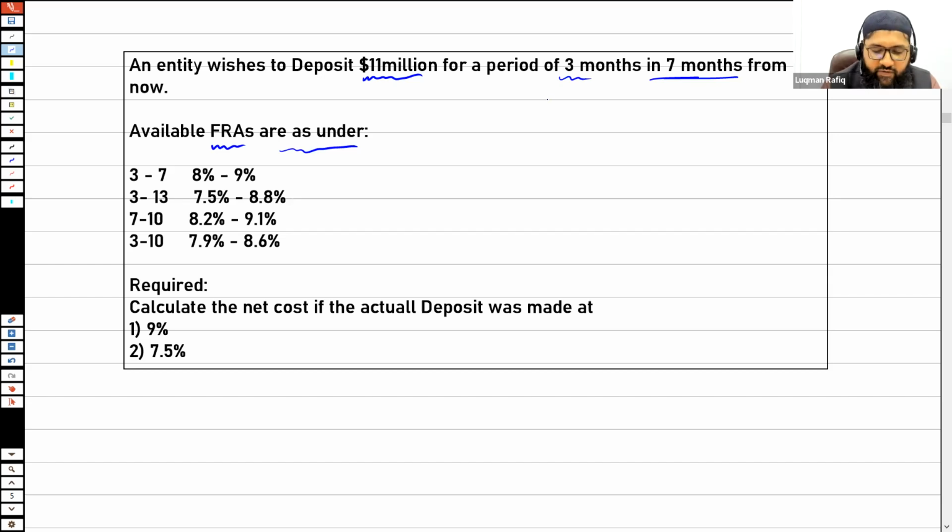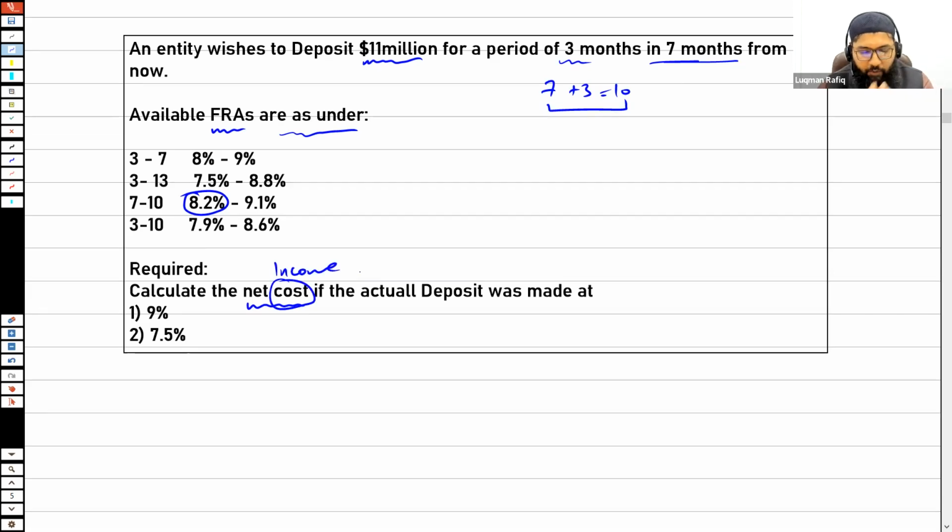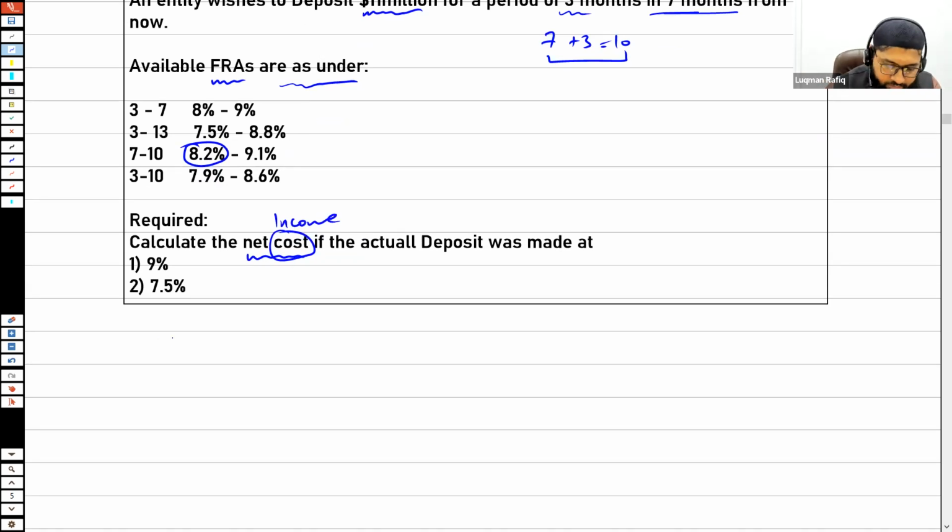So what do we need? We need 7 plus 3 equals 10. So we need a 7-10 FRA. And since we are a depositor, the lower rate is going to be ours. So it says calculate the net cost. Well, I should have written the net income if the actual deposit was made at this rate.